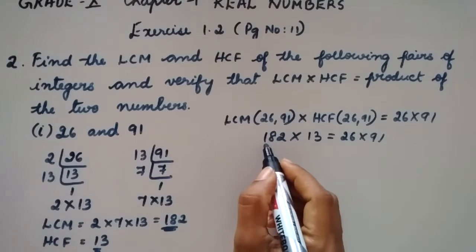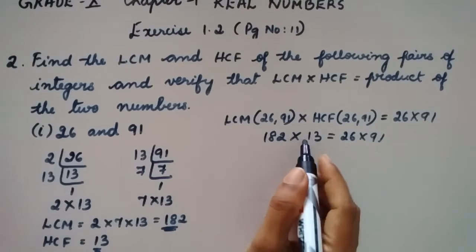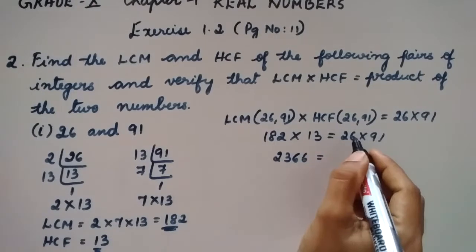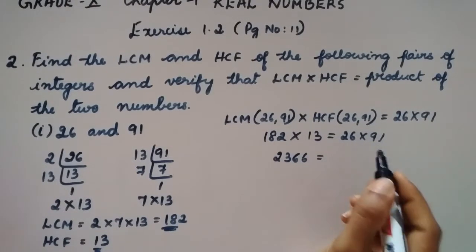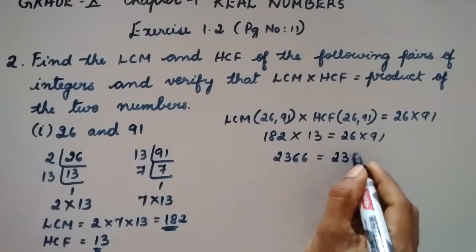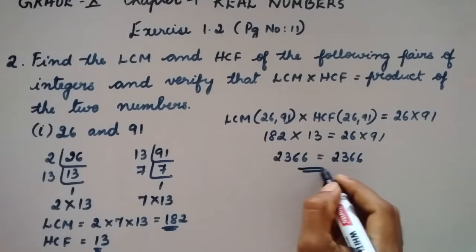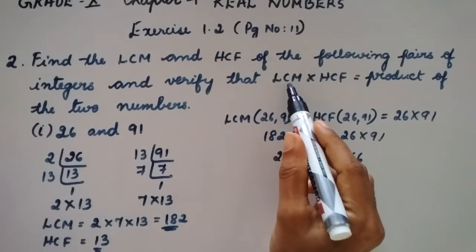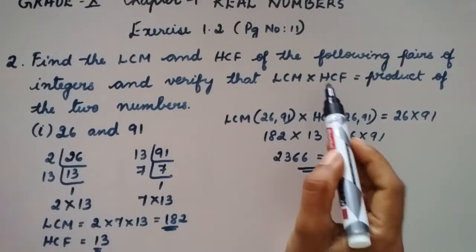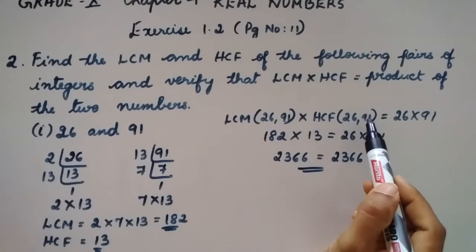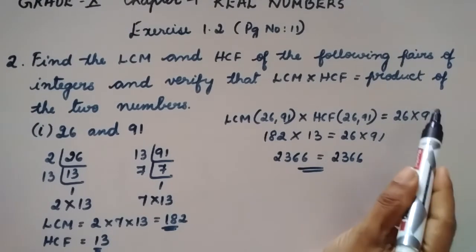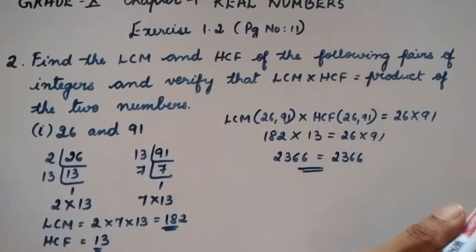So the product of 182 into 13 will be 2366, and also the product of 26 into 91 is also 2366. So we have verified that the LCM of 26 and 91 into HCF of 26 and 91 will be equal to the product of their two numbers. Is this clear, students?